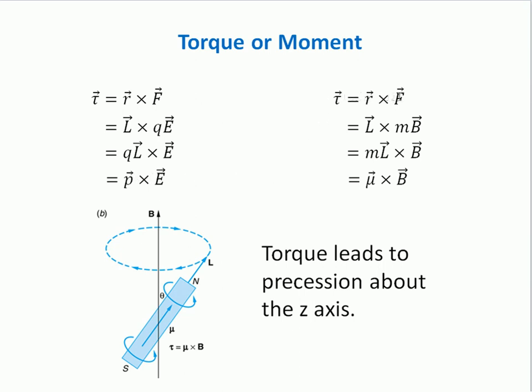The same thing will happen when you calculate the torque on the bar magnet. You get that it's the magnetic dipole times the magnetic field. And the direction of the torque is at right angles. So what happens is that the torque leads to the precession of the bar magnet about the z-axis, which is what this diagram is trying to show.